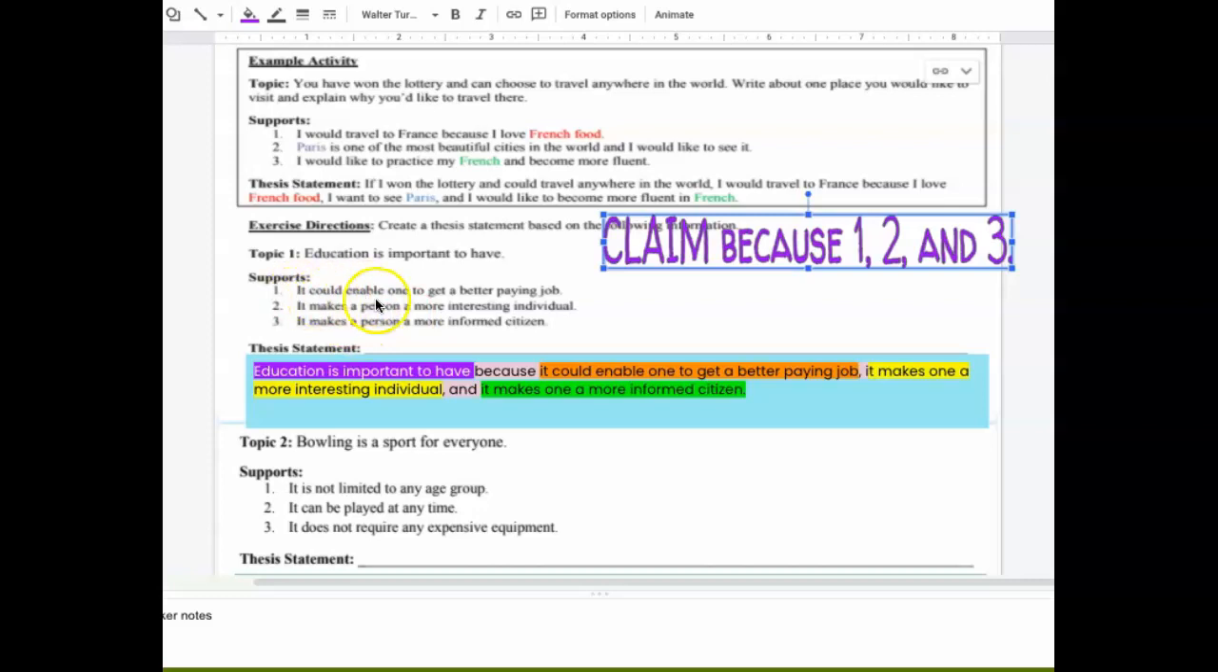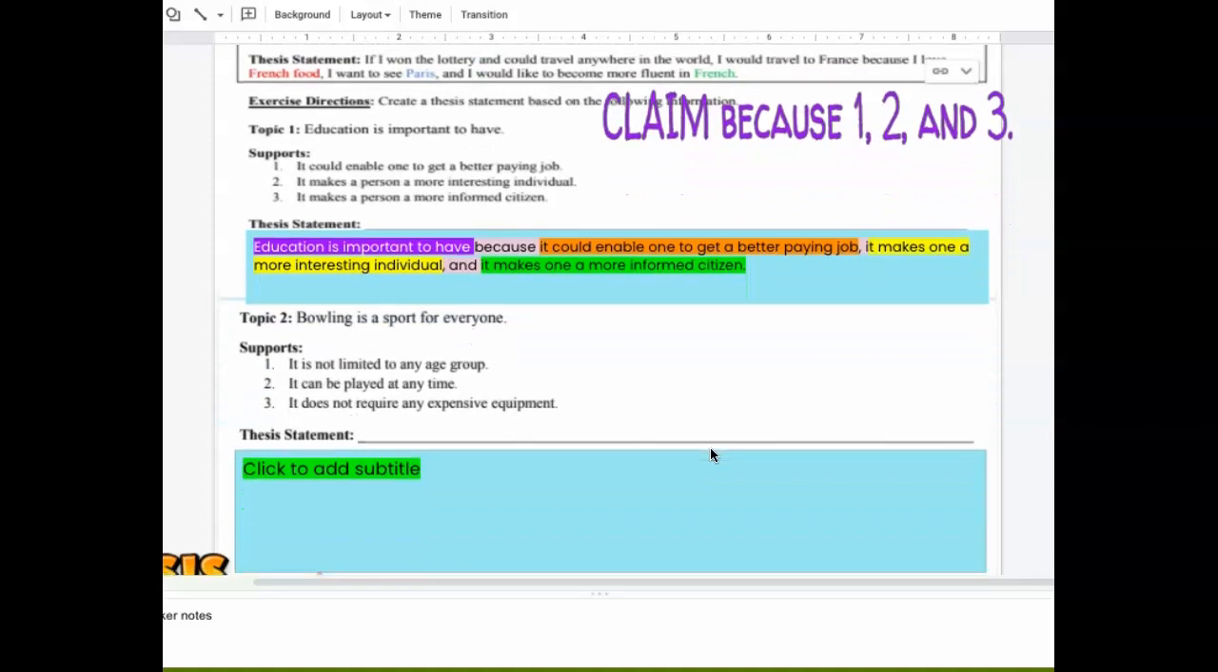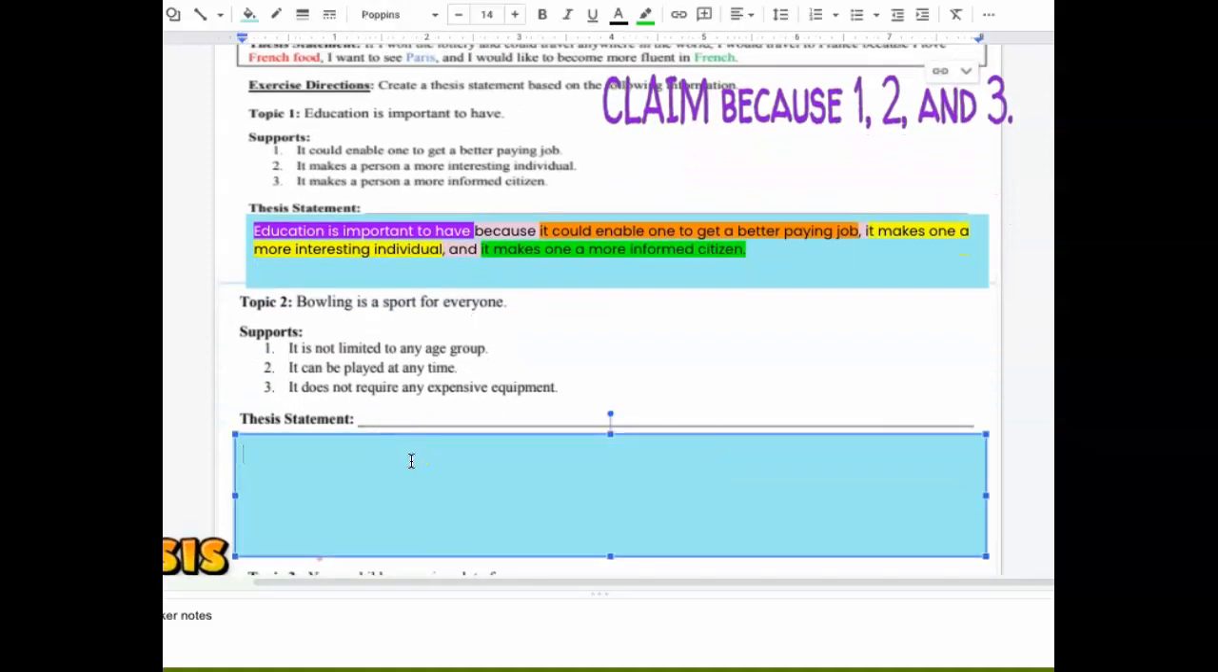Our supports are it could enable one to get a better paying job, it makes a person a more interesting individual, and it makes a person a more informed citizen. Those are our 1, 2, and 3. And this is our claim. So when we go to write our thesis statement, you see our claim right here. We have our because to link them. And then we have our 1 right here in orange, our 2 right here in yellow, and our 3 right here in green. So I'm going to write this one down here so y'all can see how it works.